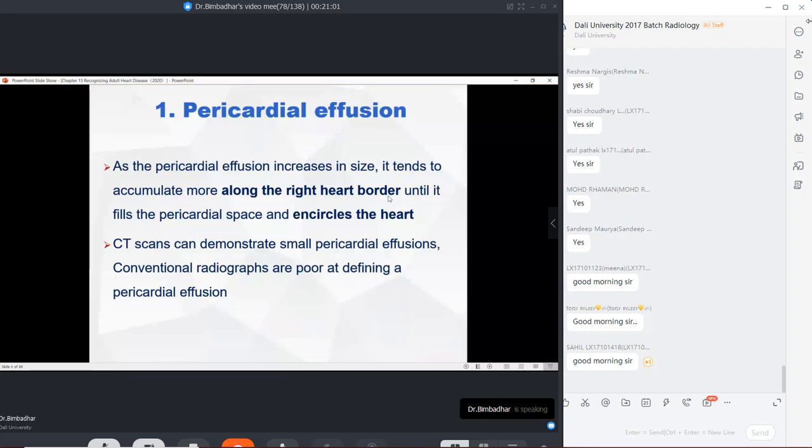So the gold standard test for assessment of minute, moderate, and massive pericardial effusion is always a CT scan. Okay, remember, CT scan is completely the gold standard test for demonstration of a pericardial effusion.